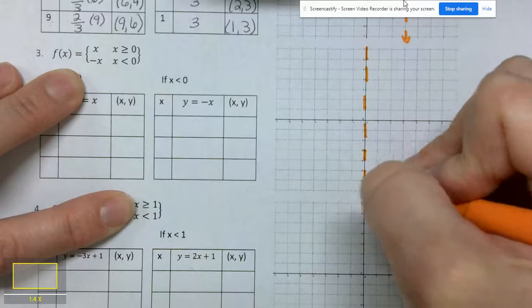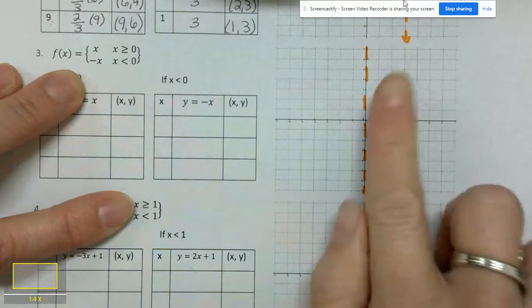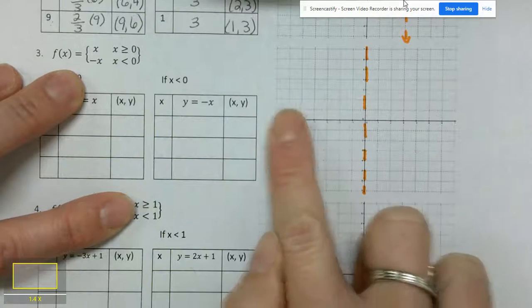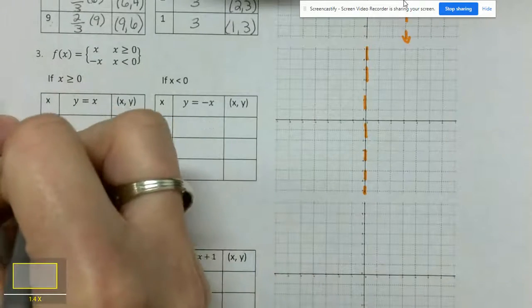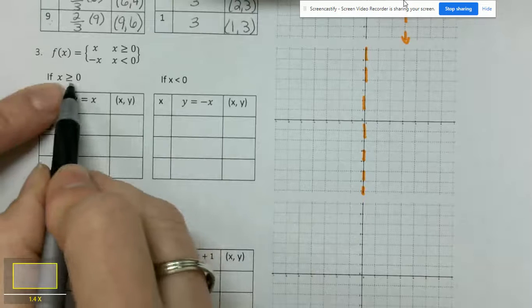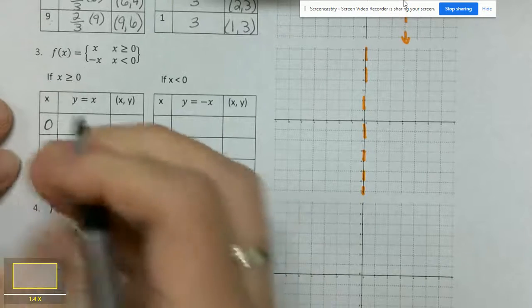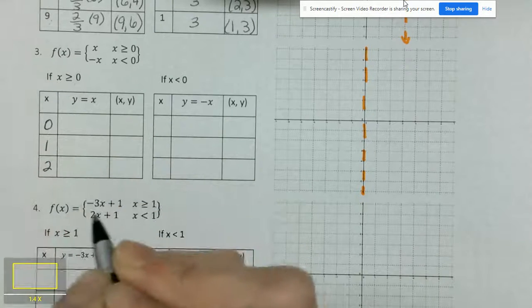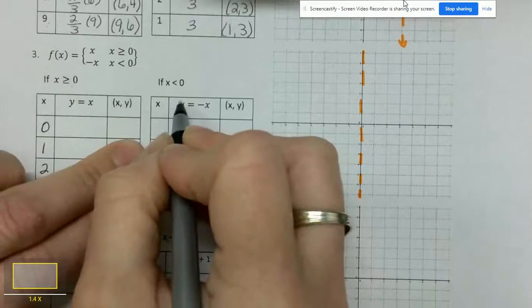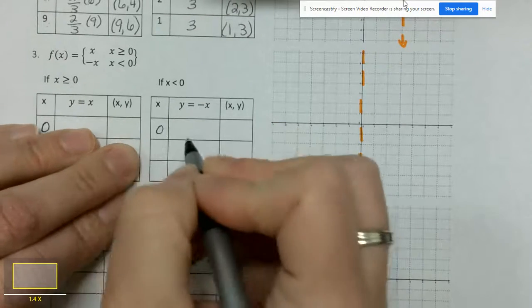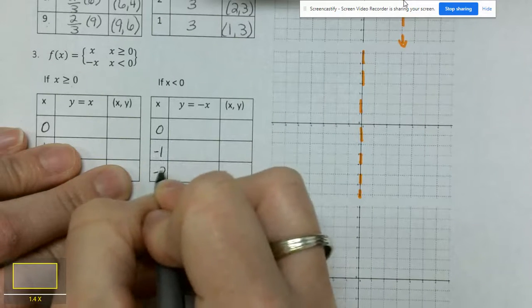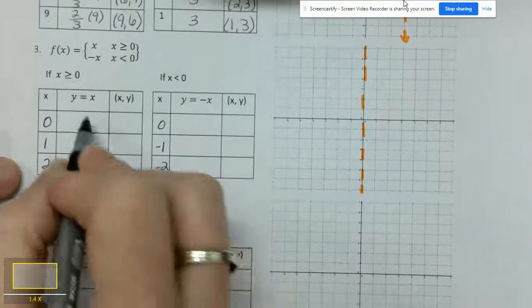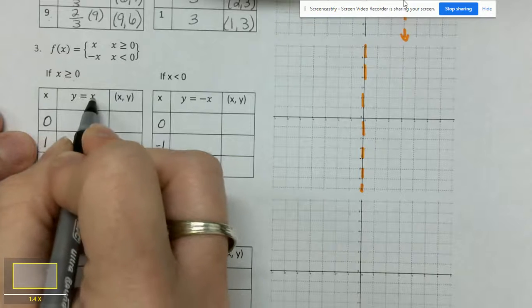So this 0 is my line that I'm going around this time. So if you mark that, okay, that means we're going to have something happen on the right and something happen on the left, okay? So I'm going to choose 0, and then I'm going to choose numbers greater than 0. So I'm going to choose 1 and 2. Okay, now over here, I'm still going to choose 0, but now I'm going to choose numbers less than 0. -1, -2.